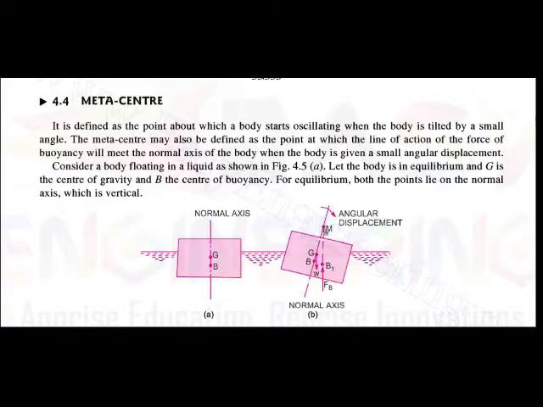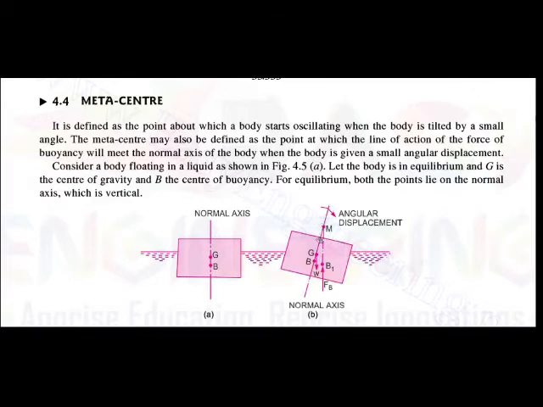So we can define the metacenter as the intersection of the normal axis and the line of action of the force of buoyancy. Due to this angular displacement, the force of buoyancy is shifted from B to B1, and this is the line of action. This line of action of the force of buoyancy is meeting the normal axis at this point. This point is nothing but the metacenter.